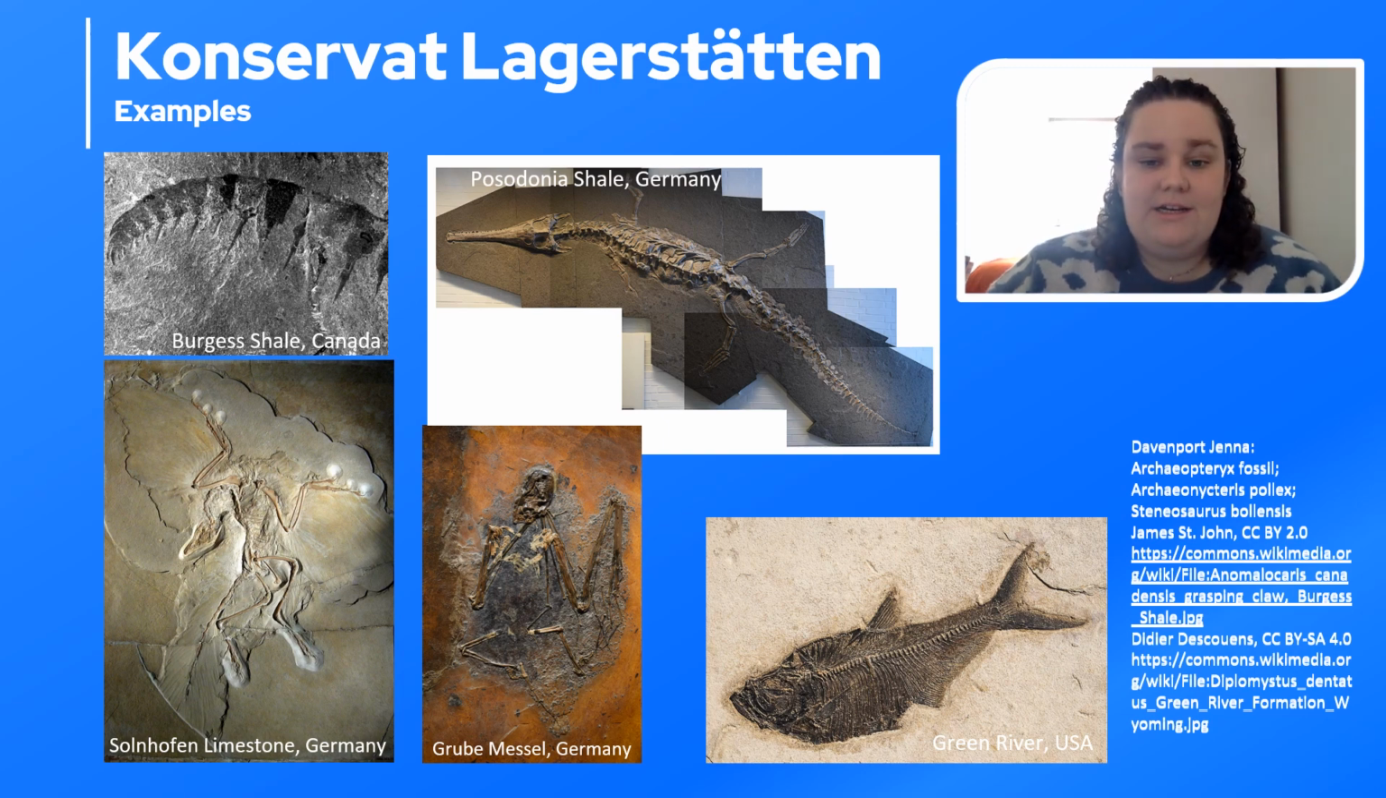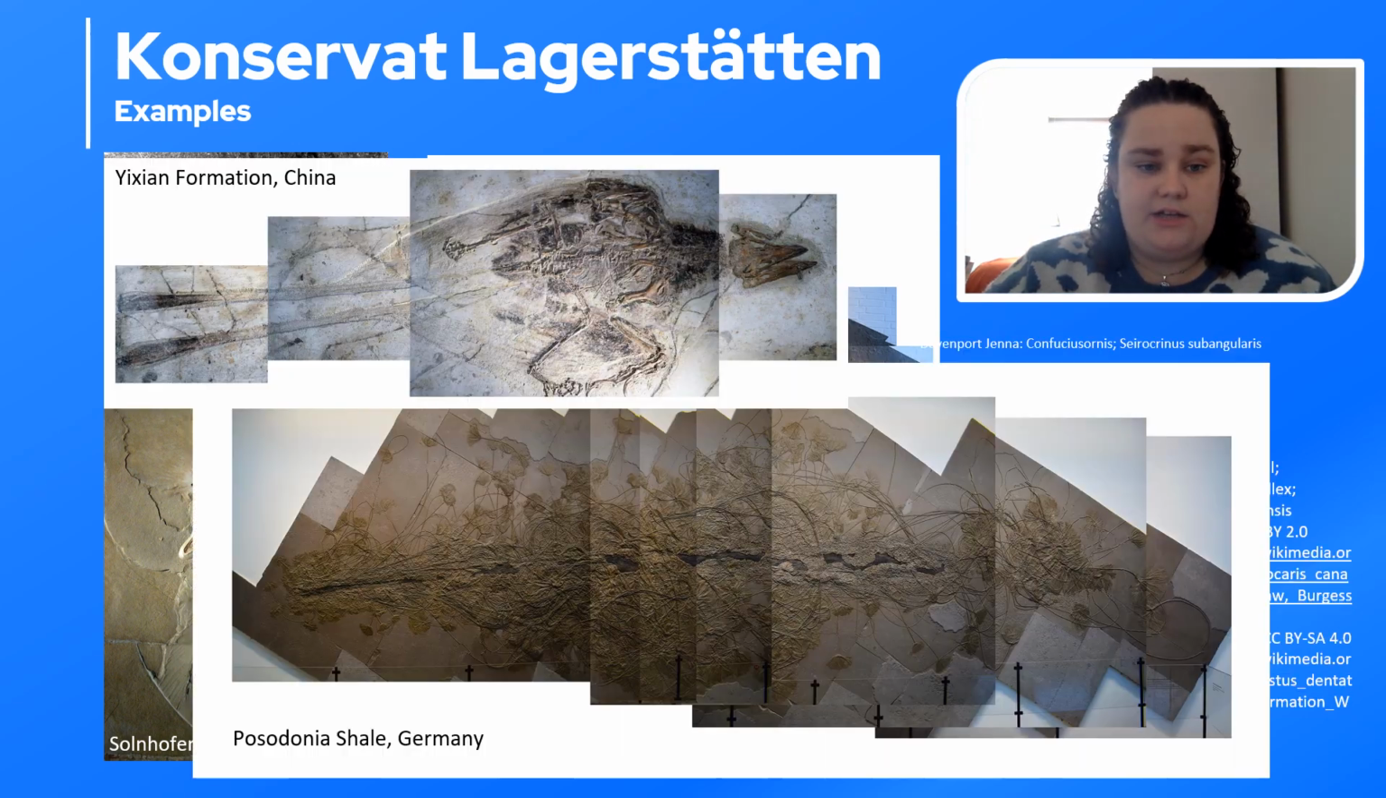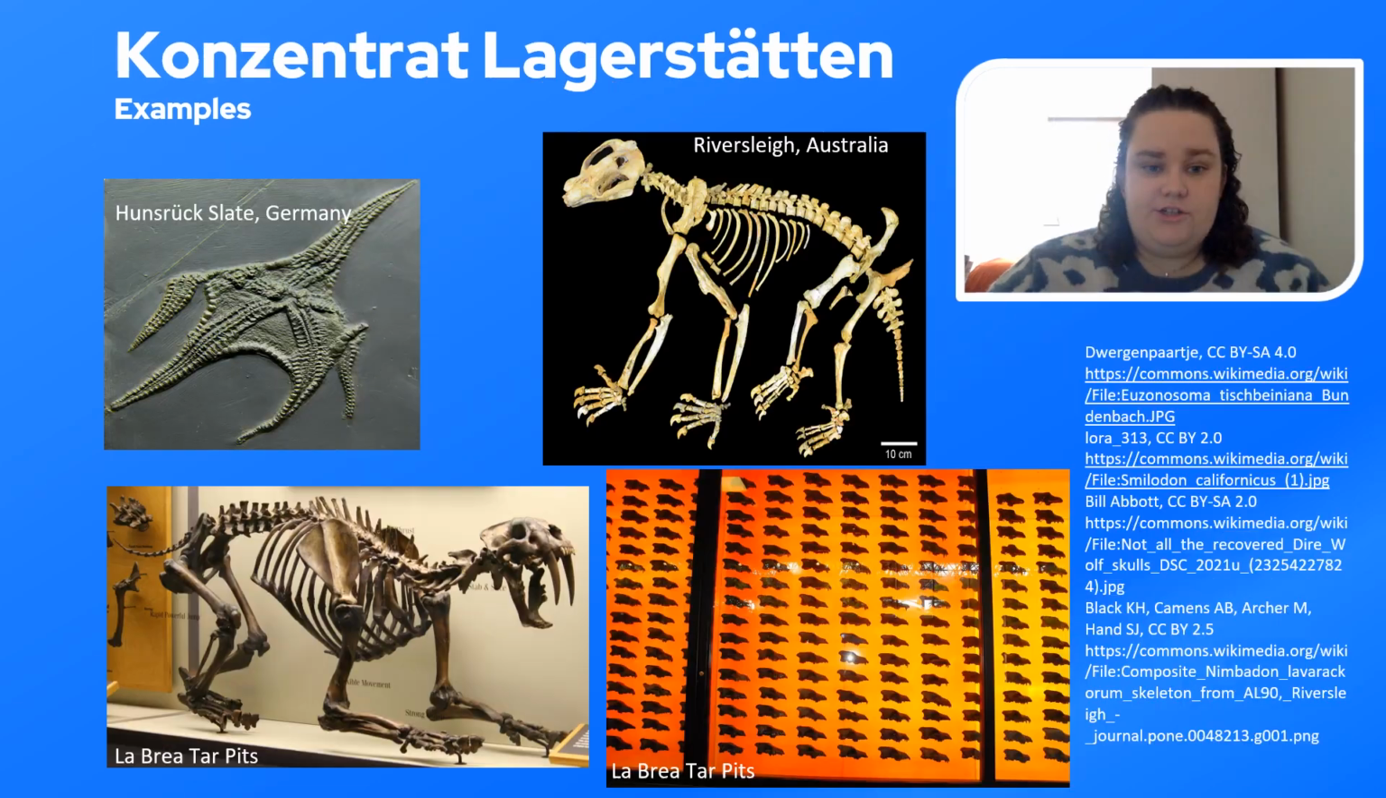All of these localities have different time periods attributed to them, as well as the Green River Formation in the USA. We also have this amazing fossil formation in China, which is known as the Yixiang Formation, as well as, this is another picture of the Posidonia Shale. These are just beautifully preserved fossils. Lagerstatten are localities that have high abundance of fossils.